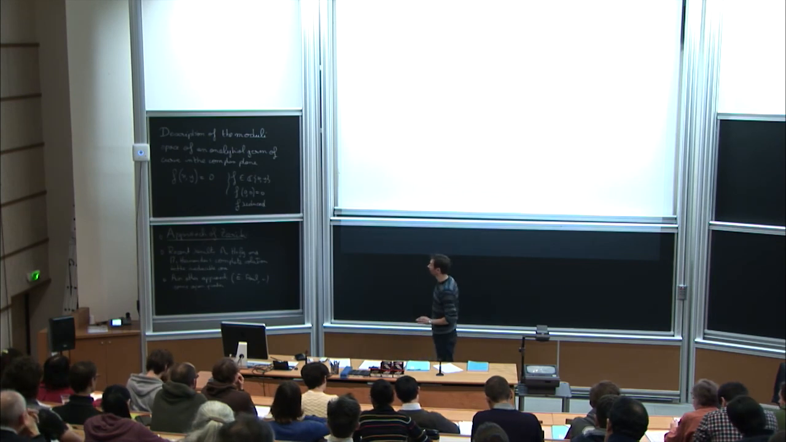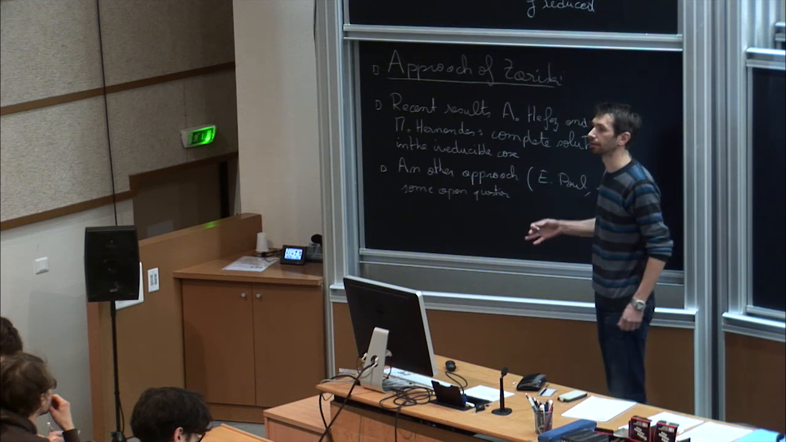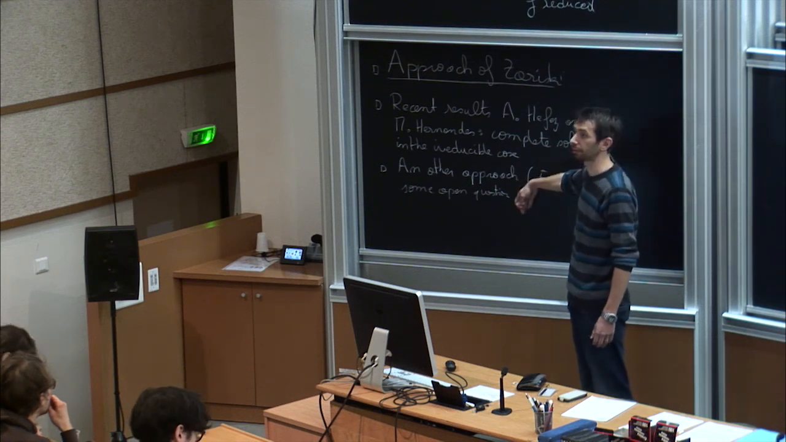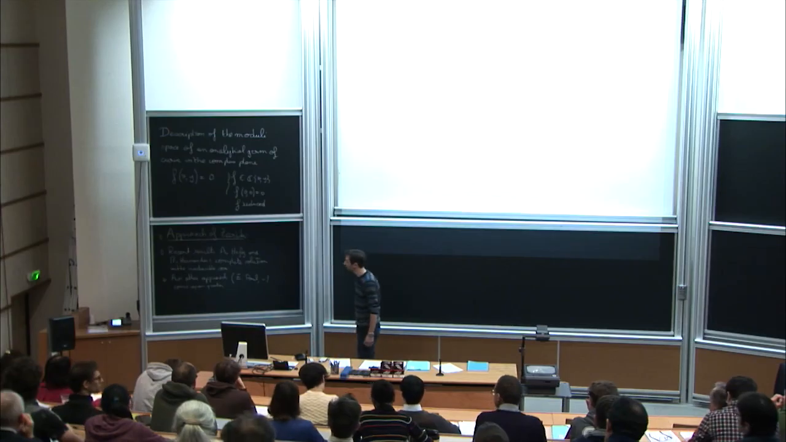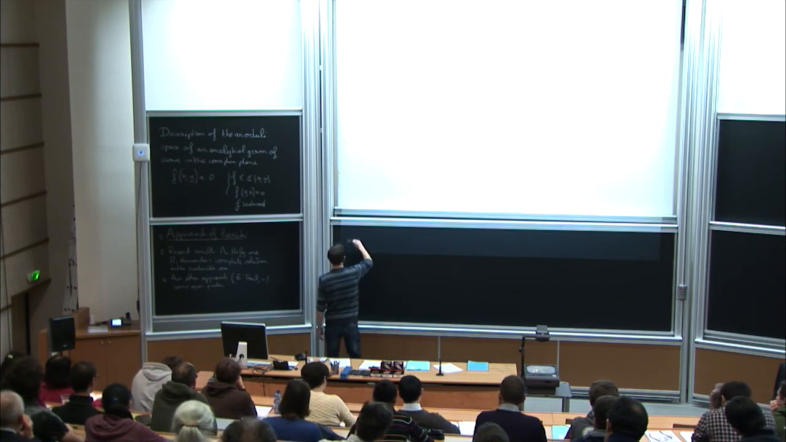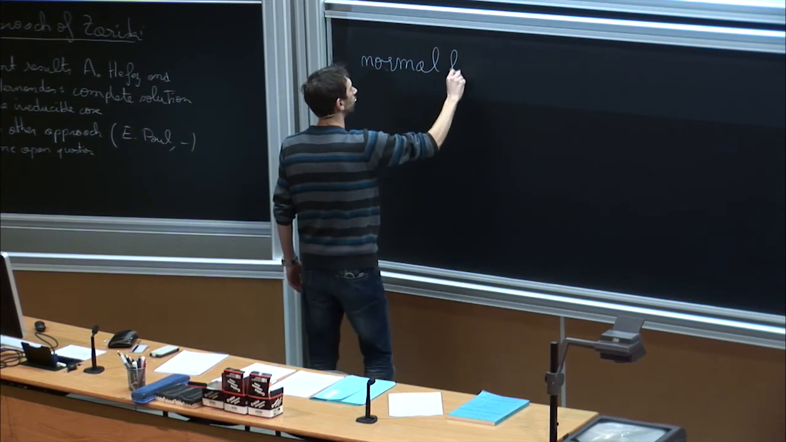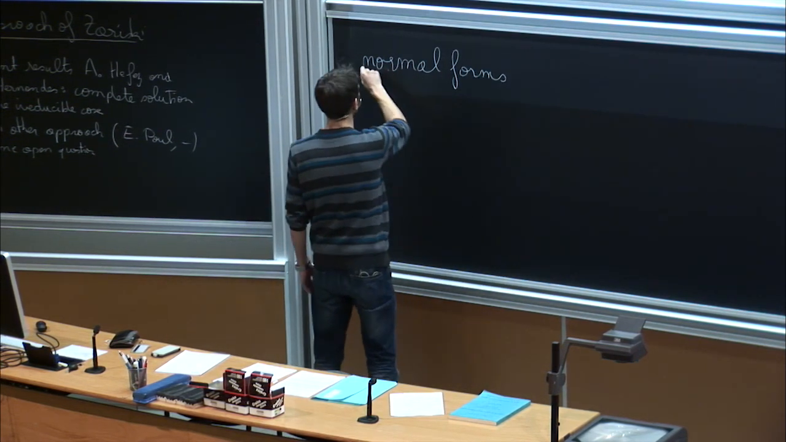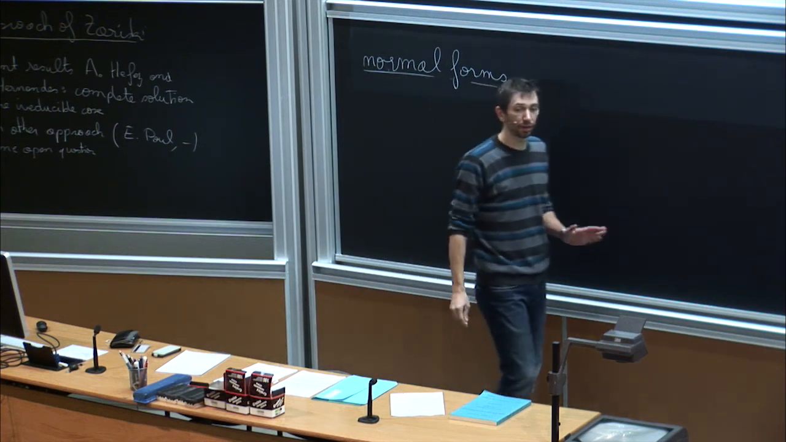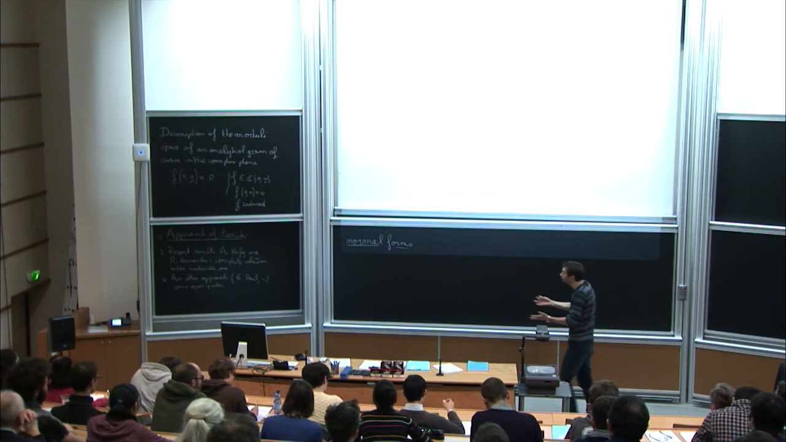Okay, so as an introduction, let me try to explain what is at least the common denominator in all these approaches. So the common denominator is the concept of normal form. This is not a well-defined concept, but let me try to give you an idea of what a normal form should be.